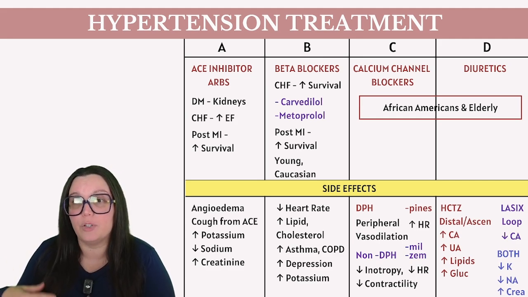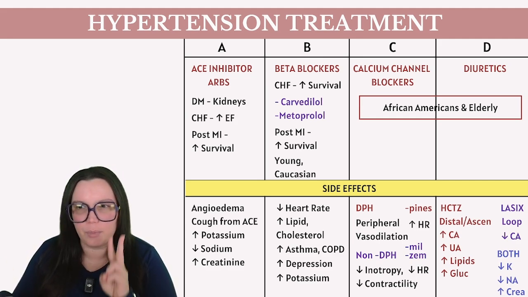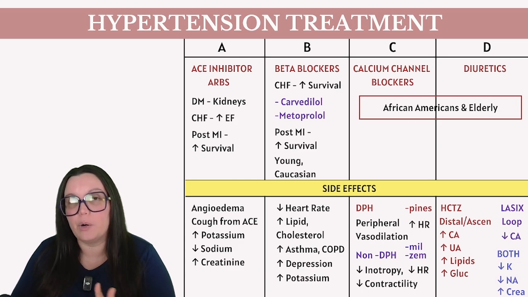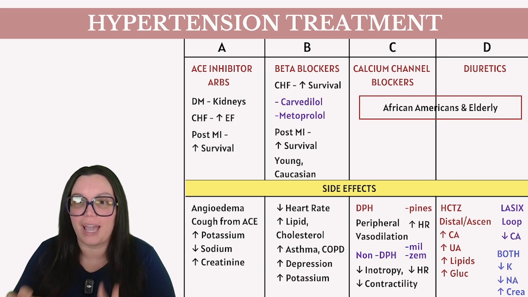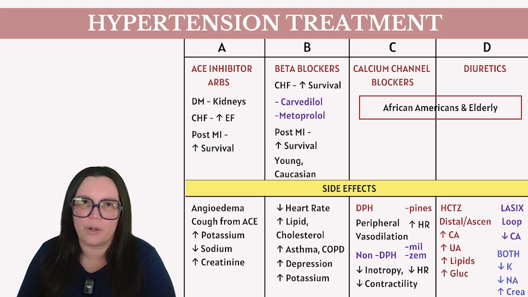Carvedilol and metoprolol are the two key beta blockers that you're going to see prioritized a lot when it comes to CHF patients. When it comes to post-myocardial infarction care, the choice of beta blockers is more varied depending on what's going on.